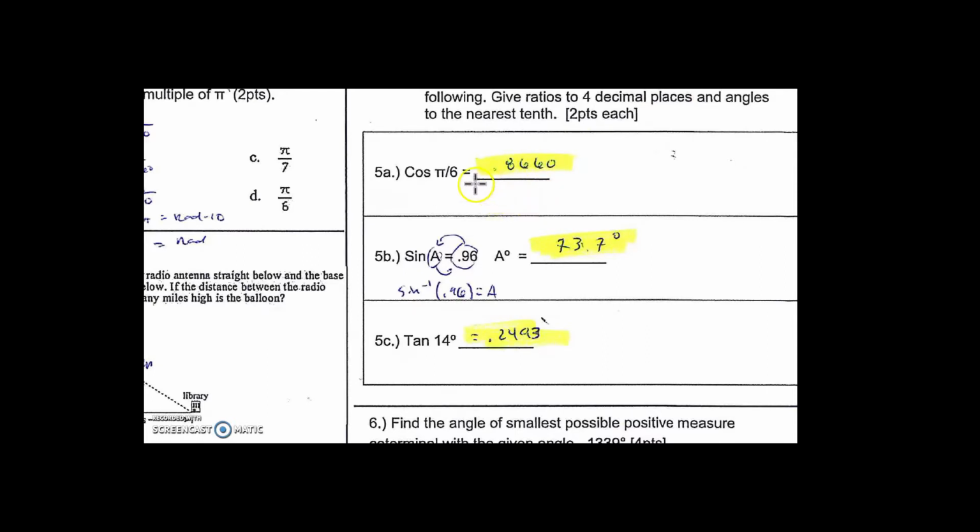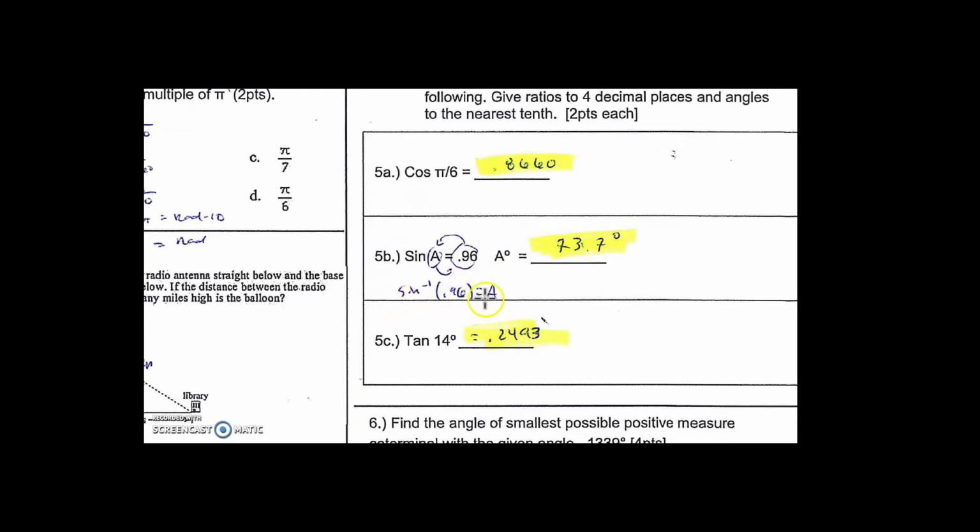Okay, kind of tricky. You can now switch your calculator to degree mode. Sine of an angle, angle A, equals 0.96. They're telling you the ratio, you need to find the angle. So here you have to take the inverse. When you take the inverse, you're trying to find this angle. I even give you a hint: angle A is measured in degrees.